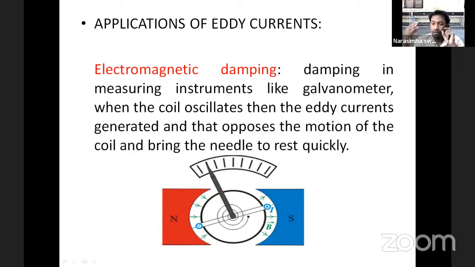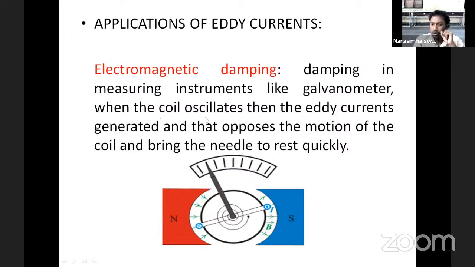Okay, so to stop that needle, it will require more time. It takes more time. To avoid that, what we are doing is electromagnetic damping, using the eddy currents concept. Just now we discussed that within a very short interval of time, it comes to rest. These are called damping oscillations. Damping in measuring instruments like the galvanometer.